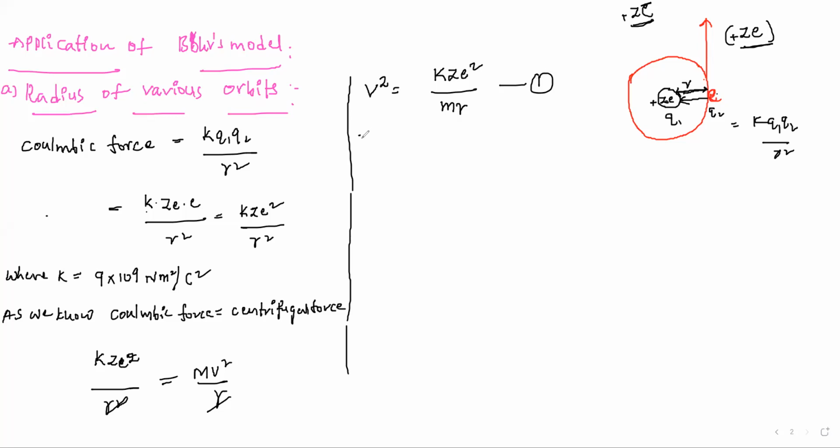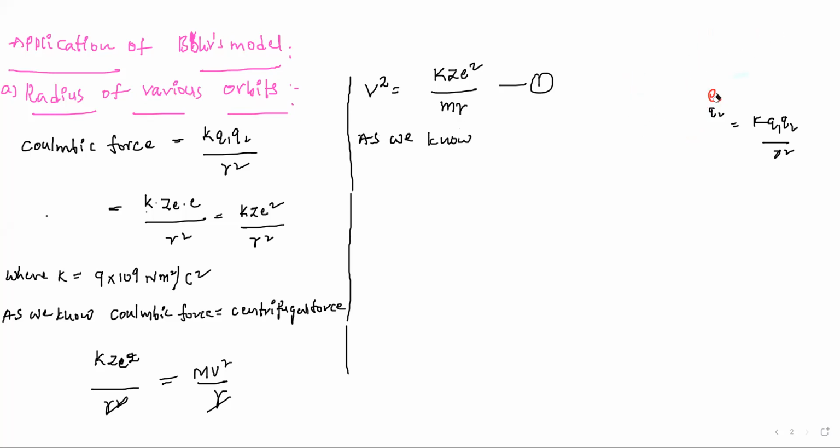And as we know, the angular momentum m v r equals n h by 2 pi. Here we require V. Then V equals how much? Taking V out, it becomes n h by 2 pi m r, as the m r comes down. V equals n h by 2 pi m r. This is equation number 2.